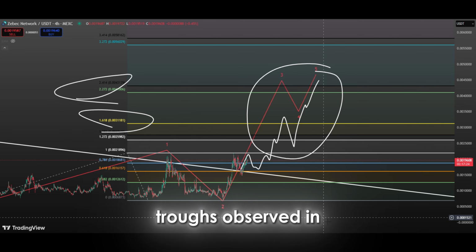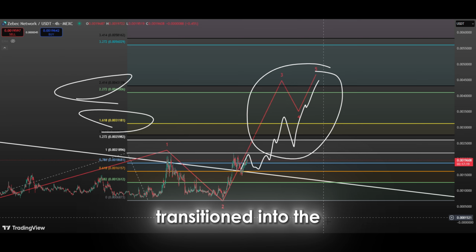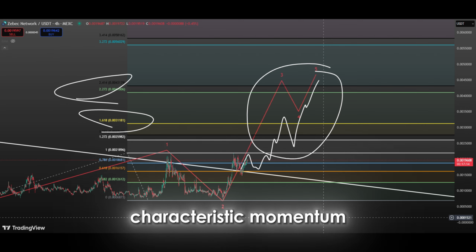The peaks and troughs observed in previous waves have progressed in a manner that aligns well with the classic Elliott pattern. Following the first wave and its corrective second wave, the price appears to have transitioned into the third wave. This transition began with a volume-supported upward move, and the subsequent steeper and more decisive price advance strongly confirms the start of the third wave's characteristic momentum.